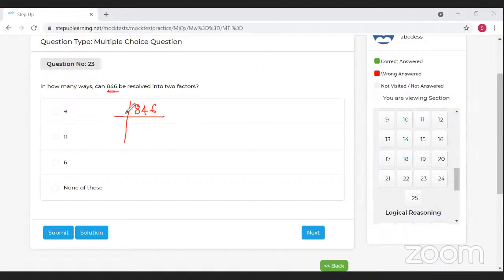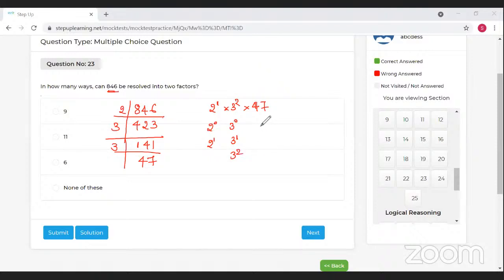846, how can you do it? 2, 4, 2, 3. 4, 2, 6, 3, 9. So this is divisible by 3. 3, 1, 4, 1. Now this is divisible by 3 again: 3, 4, 7. So your answer will be 2 to the power 1 into 3 to the power 2 into 47. So 2 to the power 0, 2 to the power 1, 3 to the power 0, 3 to the power 1, 3 to the power 2, 47 to the power 0, 47 to the power 1.